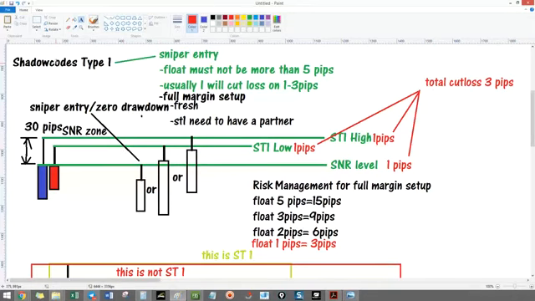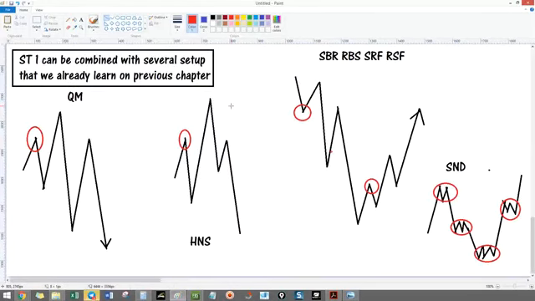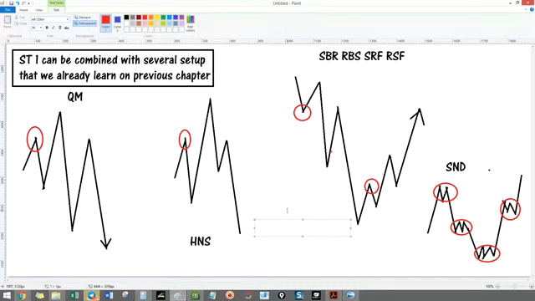We do not trade the zone on type 1. You can trade the zone, but based on my teaching, this is a sniper entry. Sniper entry must be 0 float. So if it's more than 1 pip, it is not a 0 float. This is my technique actually, but in the shadow team they have a lot of sniper entries, the bearish engulfing and stuff, but I just use shadow codes for my sniper entry.